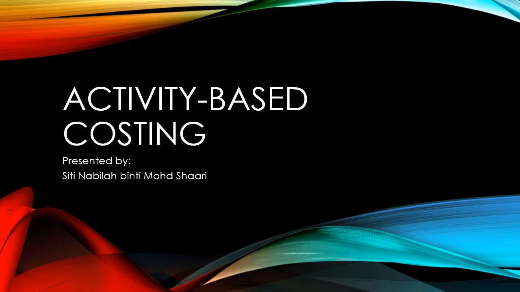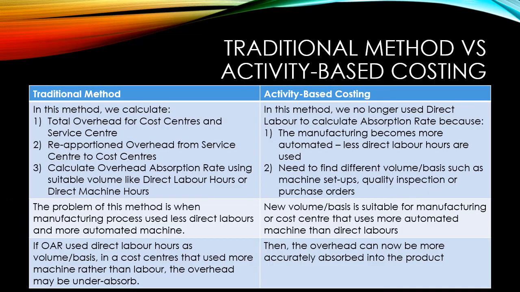So activity-based costing is the continuation of the overhead that we have discussed in the previous video. So what is the difference? What are the differences between traditional method and activity-based costing? Okay, so traditional method refers to the one that we have done in chapter 5, in which we calculate the overhead absorption rate based on the total overhead that we have reapportioned from service center to cost center.